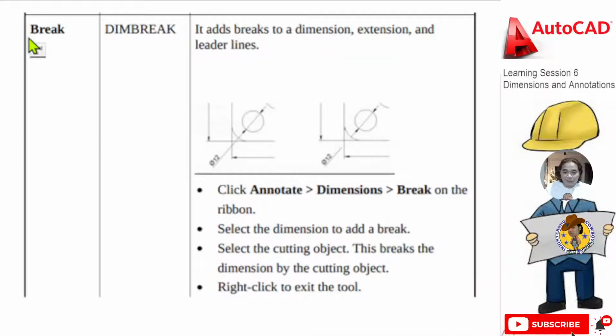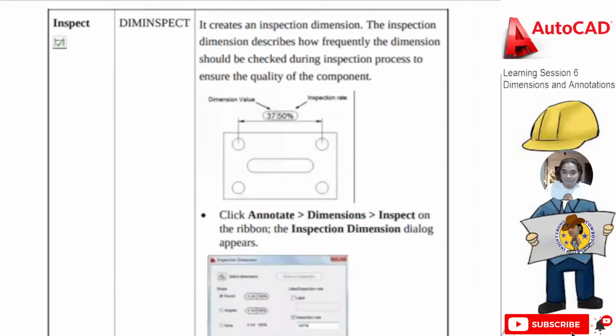Okay, so for Break, we can type DIMBREAK as the shortcut key in the command line. It adds breaks to dimensions, extension, and leader lines. Okay, so like this one. To do that, you have to click Annotate, then Dimensions, then choose Break on the ribbon. Then select the dimension to add a break, then select the cutting object. This breaks the dimensions by a cutting object. Then right click to exit the tool.